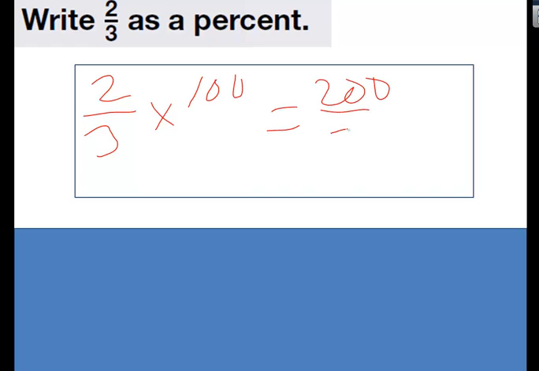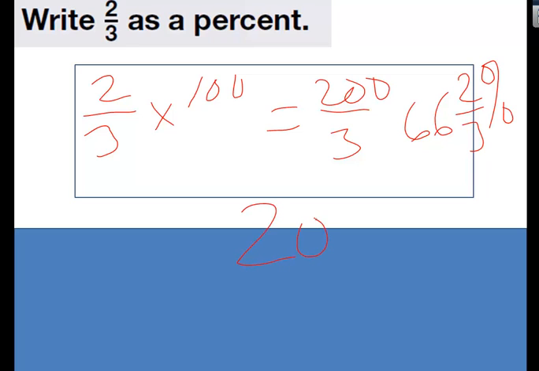So write 2/3 as a percent. You're going to take 2/3 and multiply it by 100, which is going to equal 200 over 3. When you divide that, you're going to get 66 with a remainder of 2. So 66 and 2/3 is going to be your percentage.